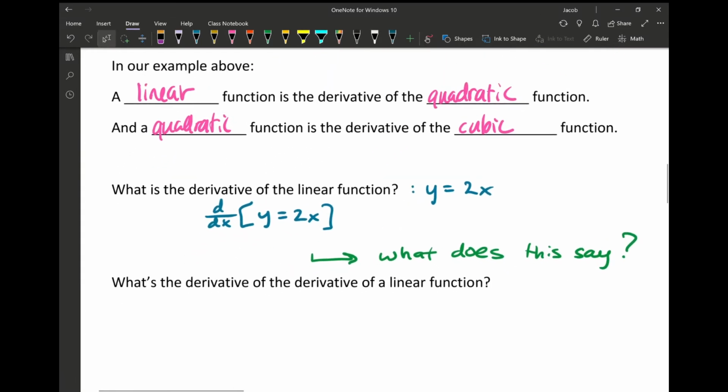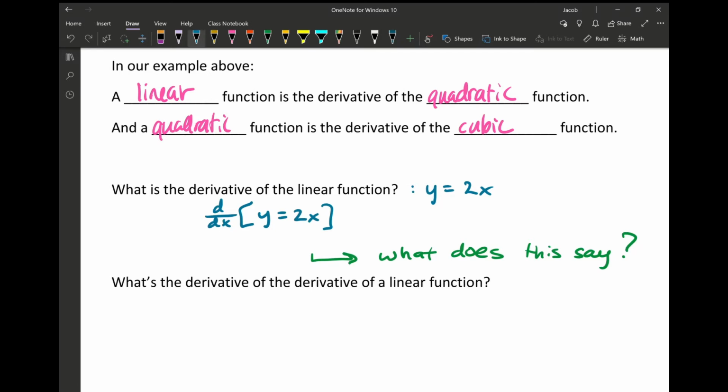Now my question to you is, what's the derivative of the linear function y equals 2x? Well, we noticed the pattern, but we don't really have the pattern yet because I haven't told you. So maybe just using the definition of what a derivative is, what is the derivative of y equals 2x? Well, y equals 2x is a line. So how do we represent in general the slope of the tangent line to y equals 2x?